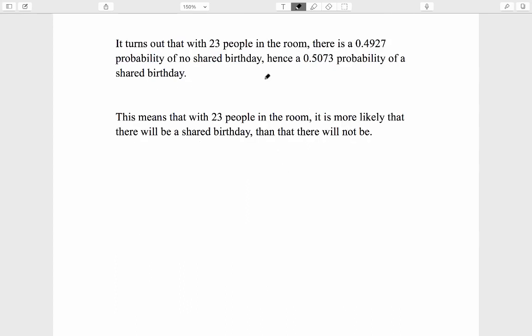It turns out that with 23 people in the room, we cross a certain threshold. With 23 people in the room, there is a slightly less than 0.5 probability of no shared birthday among them, and therefore a slightly greater than 0.5 probability that there is a shared birthday among them. This means that with 23 people in the room, it is more likely that there will be a shared birthday than that there won't be. If this is true for 23 people in the room, it is certainly true for more than 23 people in the room.